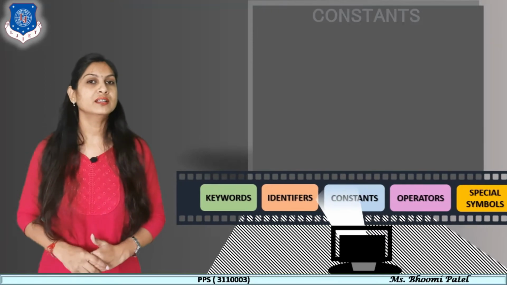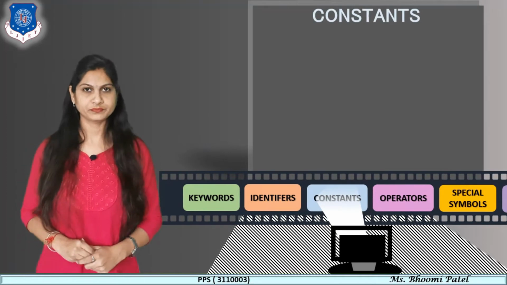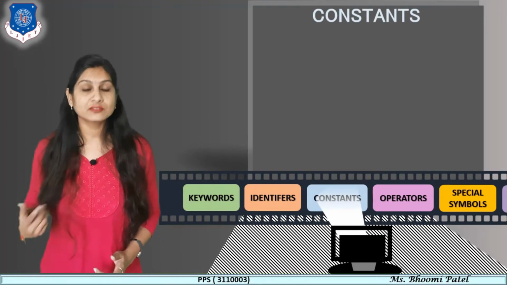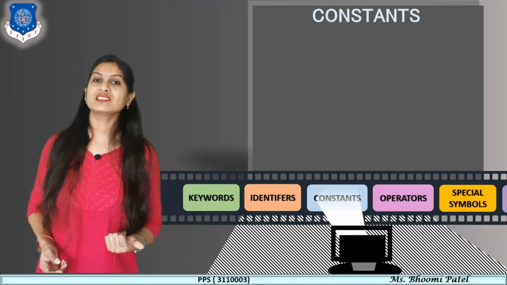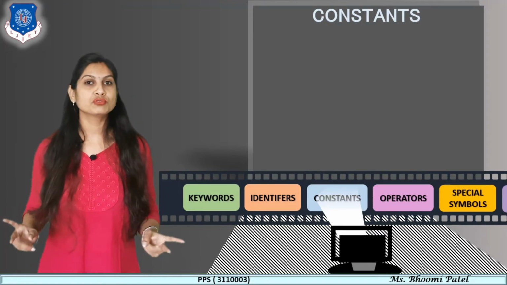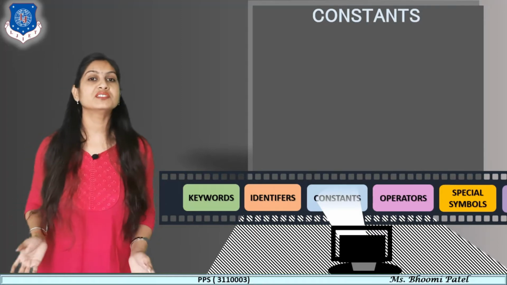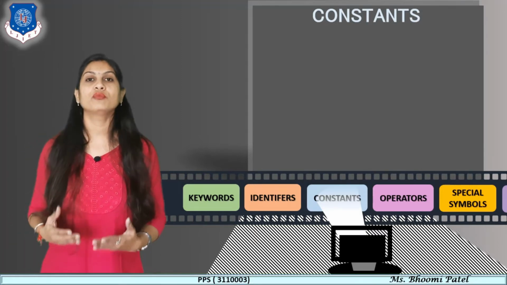Now move to the third, that is constant. What is the meaning of it? Constant means fixed value and keyword means fixed meaning. These two terms are different. Constant means a fixed value that never changes during the execution of the program.